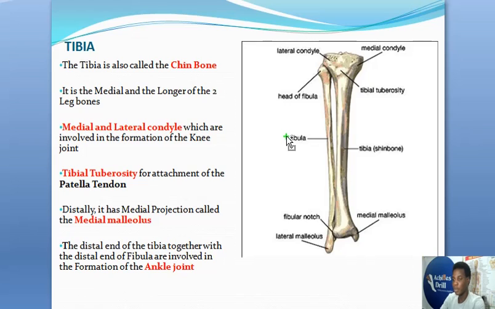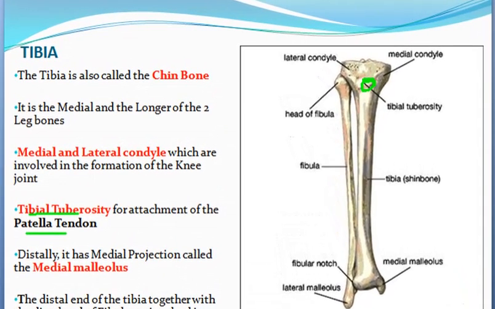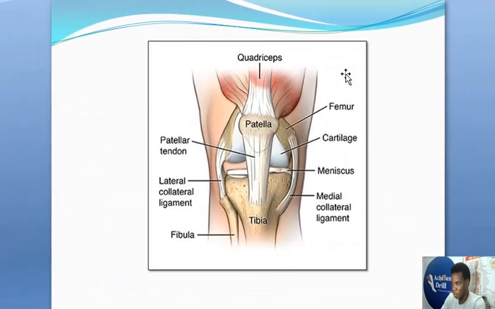So the tibia is also that important, and then it has a tibial tuberosity for the attachment of the patellar tendon. There is this roughened end right here. This roughened end is called the tibial tuberosity, and is important for the insertion point of the patellar tendon. You have a beautiful picture of that.